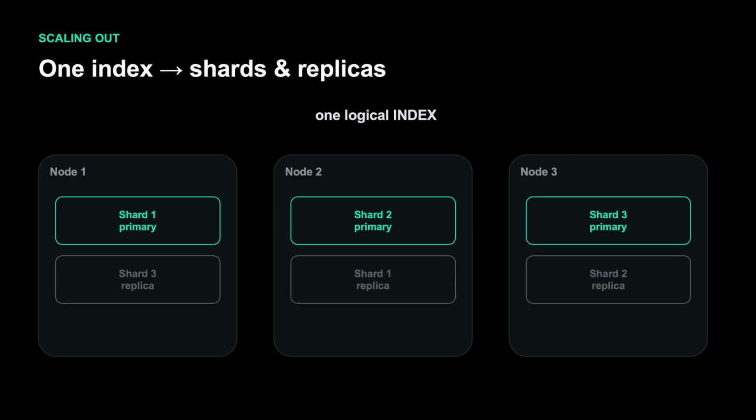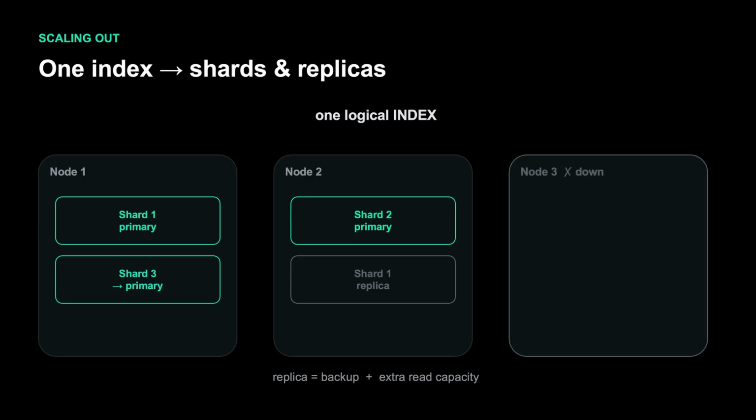Each shard also gets replicas, that is, copies living on the other nodes. A replica is two things at once, a backup if a node dies, and an extra copy that can serve reads. Lose a node and a replica gets promoted to primary. The cluster heals itself and stays up. This is how one logical index quietly spans a dozen machines and keeps answering.